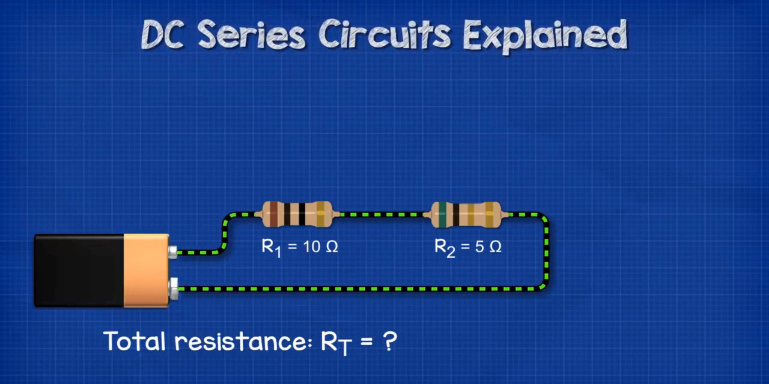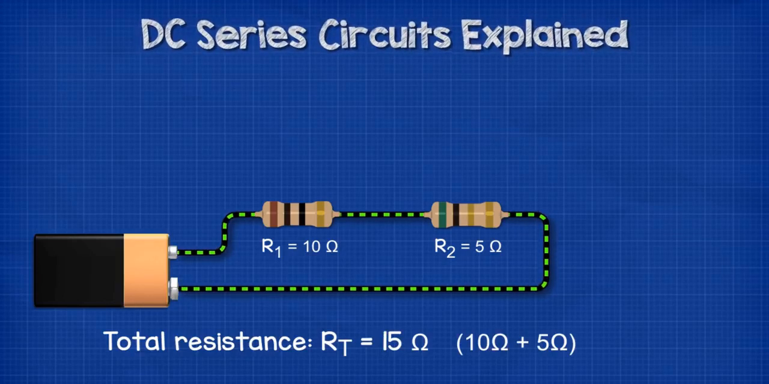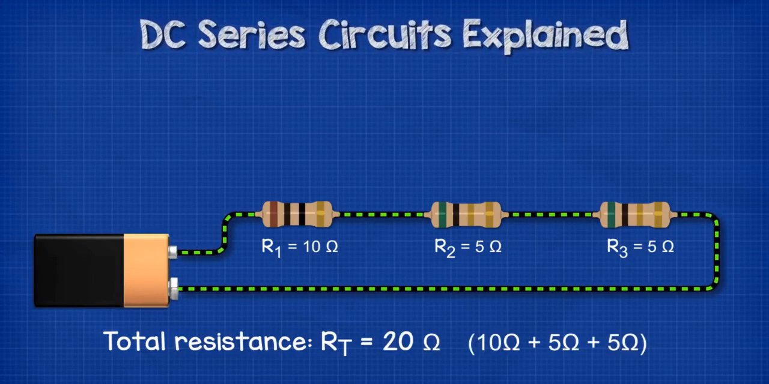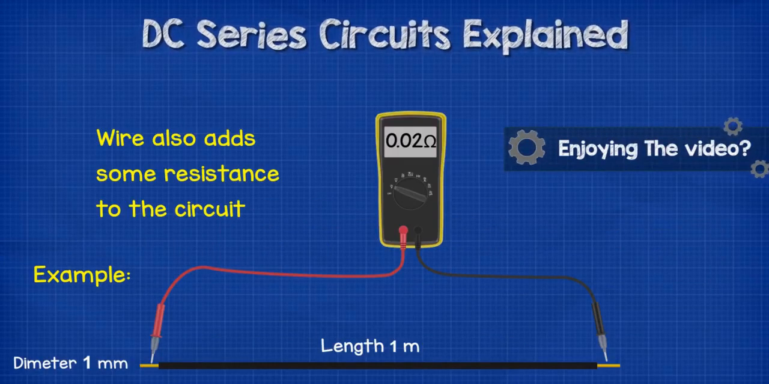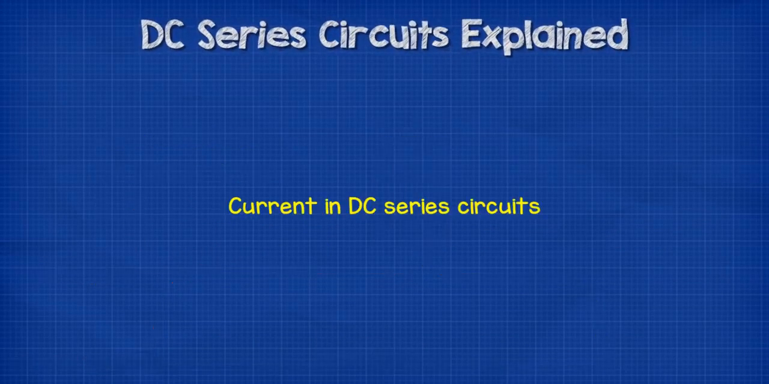If we then added a second resistor, R2, with 5 ohms of resistance into the circuit, the total resistance is now 15 ohms. That's because 10 ohms plus 5 ohms. If we added another 5 ohm resistor, then the total resistance is now 20 ohms. In reality, the wires too will add some resistance, but this is very small. You might need to account for this depending on how accurate your design needs to be.